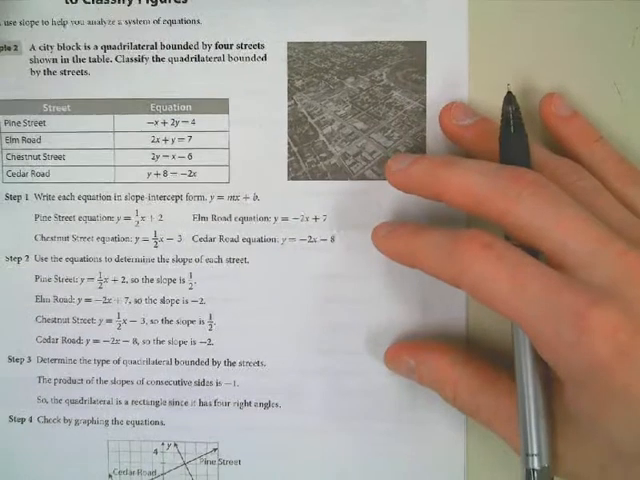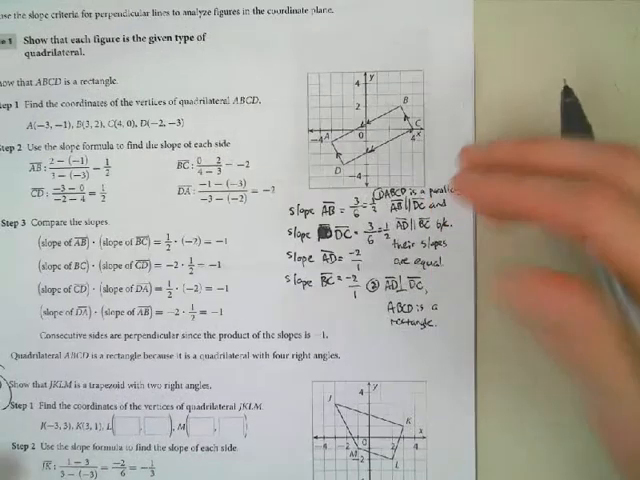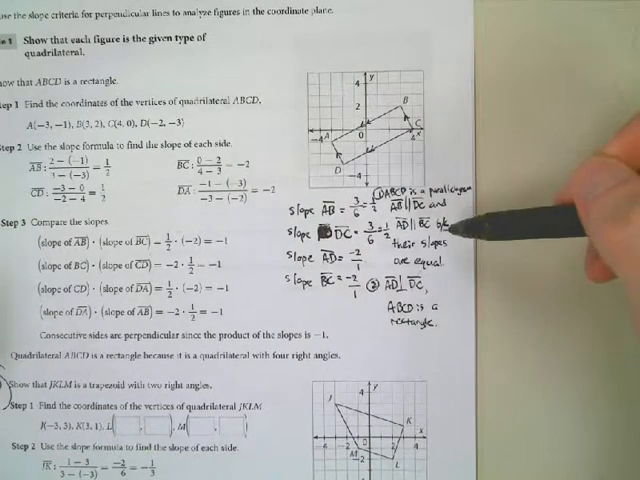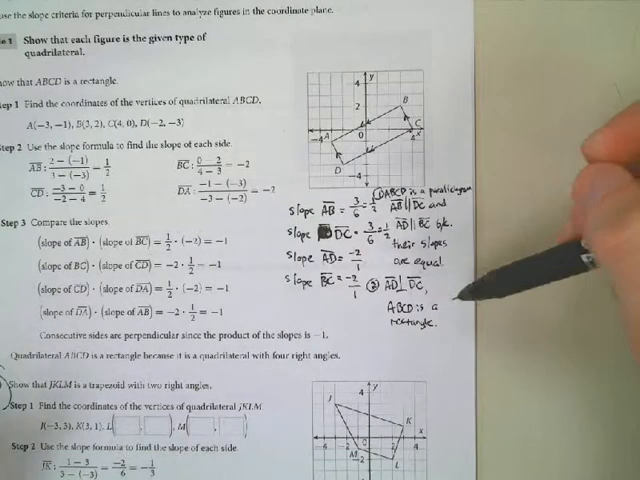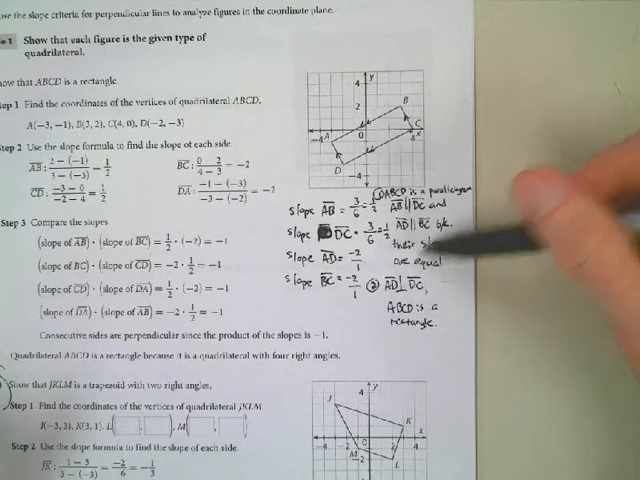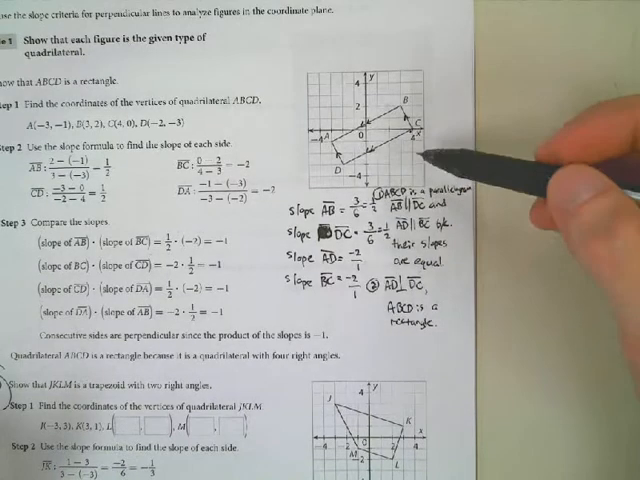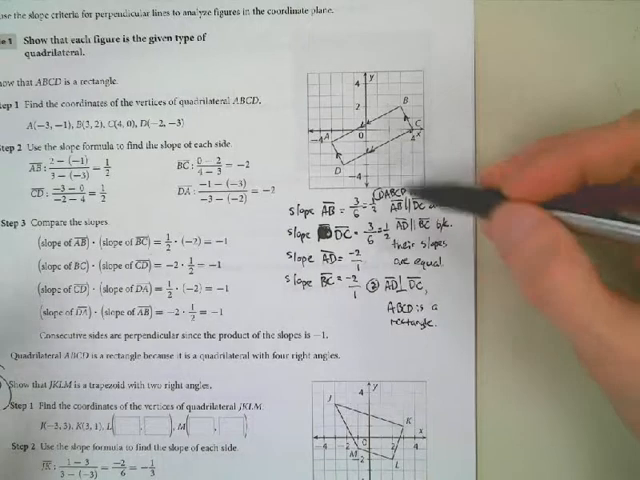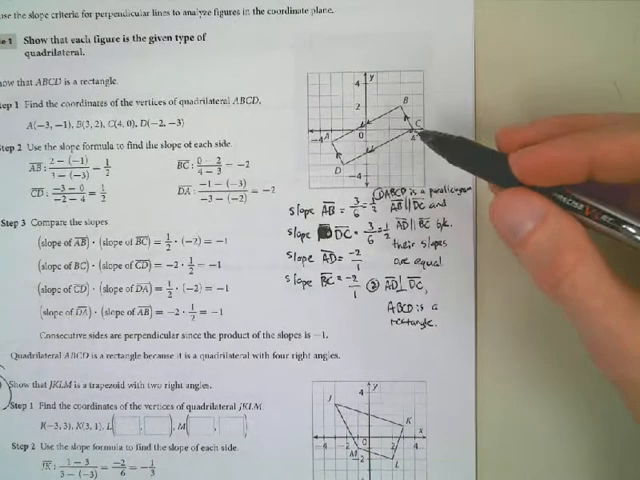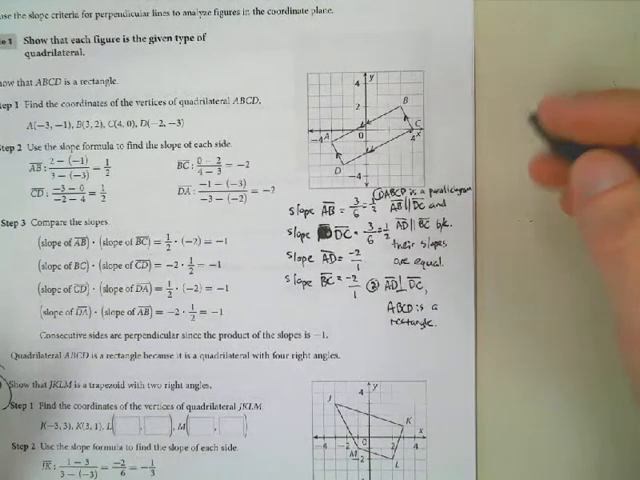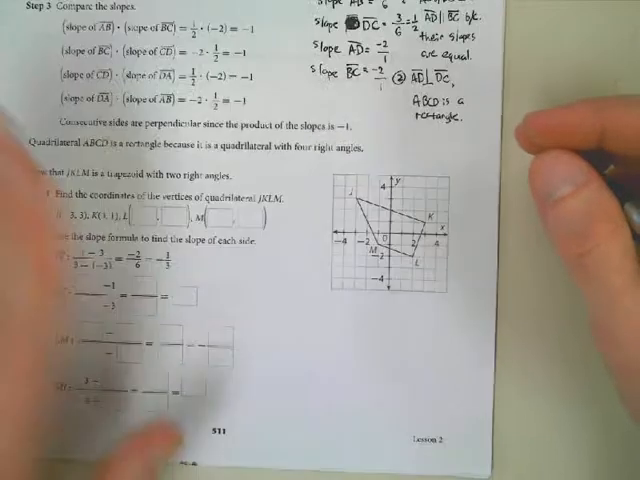Okay, so the rectangle takes a little bit more time. We have to show both that it's a parallelogram and that it's a rectangle. So you show that the opposite slopes are congruent, and then also that the consecutive slopes are opposite reciprocals, perpendicular. All right. Let's look at letter B here real quick, and then we'll stop.